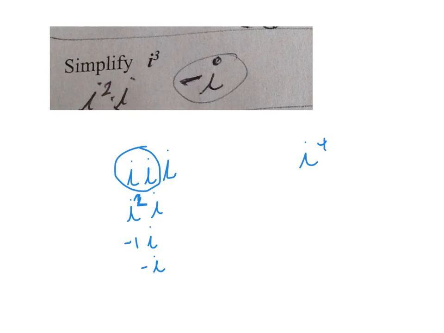Simplifying i to the third is simplifying i to any power, really. So i to the third is i times i times i. Every time you have an i times i, it becomes a negative 1. So negative 1 times i is just a negative i. If I had i to the fourth, for instance, each pair of these is really equal to a negative 1, so i to the fourth is really equal to a positive 1.